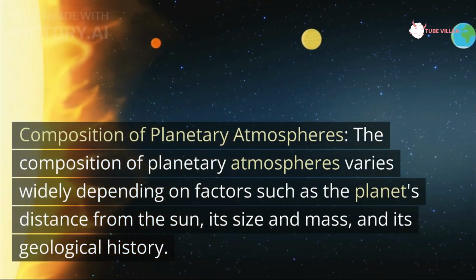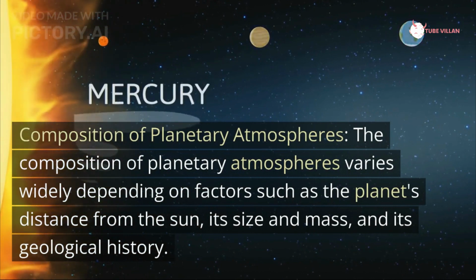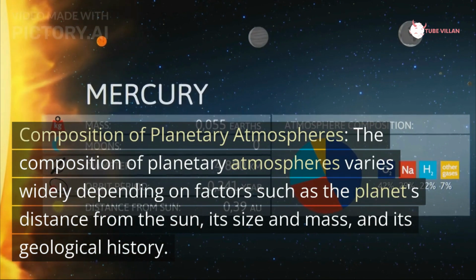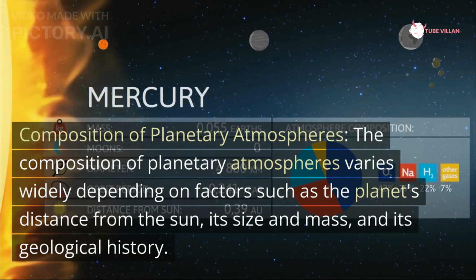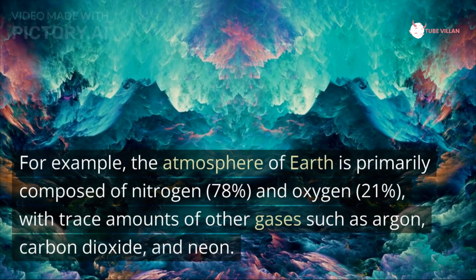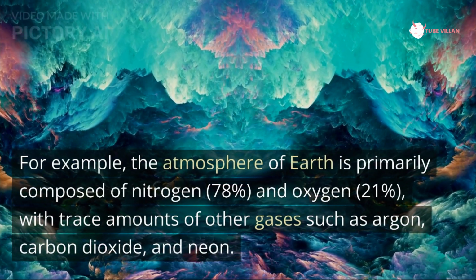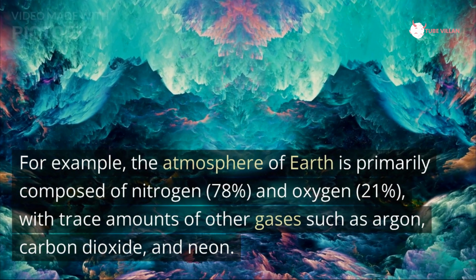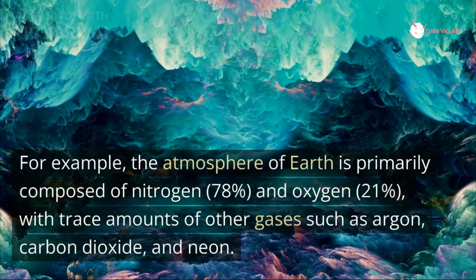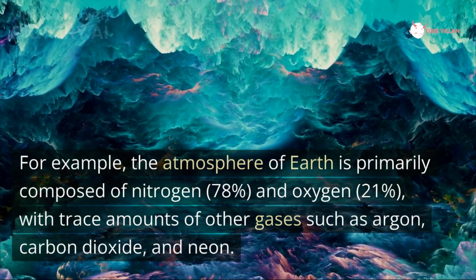Composition of planetary atmospheres. The composition of planetary atmospheres varies widely depending on factors such as the planet's distance from the Sun, its size and mass, and its geological history. For example, the atmosphere of Earth is primarily composed of nitrogen, 78%, and oxygen, 21%, with trace amounts of other gases such as argon, carbon dioxide, and neon.